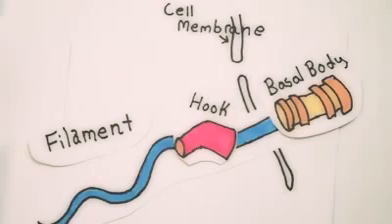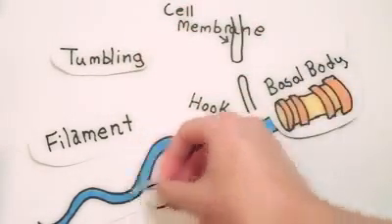Flagella are protein filaments anchored into the bacteria cells by a hook. Bacteria spin their flagella and use it to propel themselves through liquids. Counterclockwise is generally the direction they spin to go forward. When the bacteria tumbles, the flagella spins clockwise.